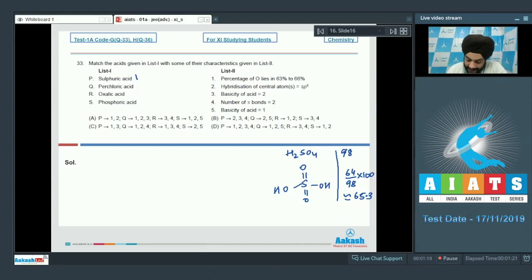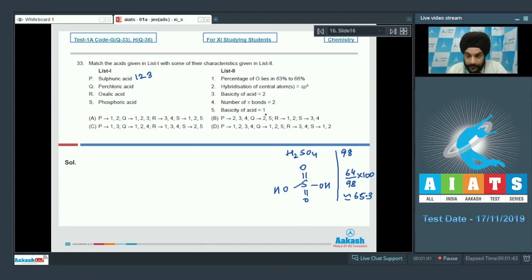If we talk about the second option now, hybridization of central atom or atoms is sp3. This is also correct, students. Sulfur is sp3 hybridized in this case. If we talk about the third option, it says basicity of acid is equal to 2. So the basicity of acid is equal to 2. It is a dibasic acid, students. So 3 will also be a match.